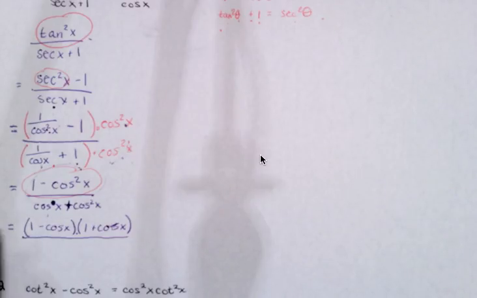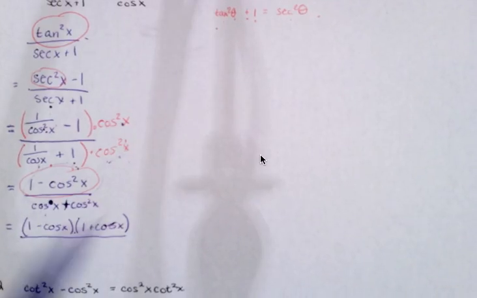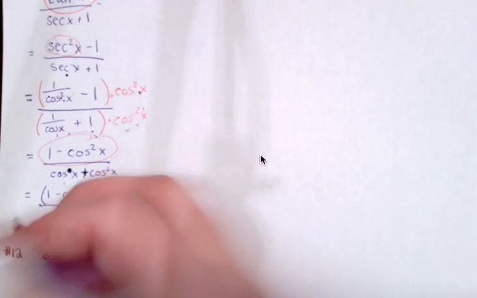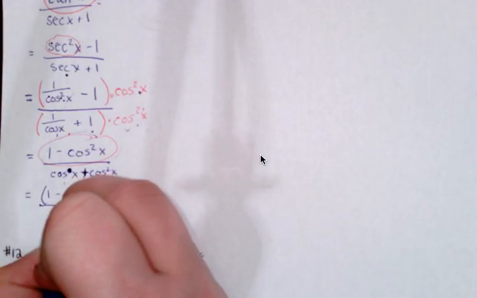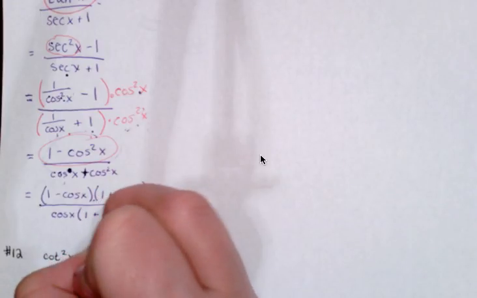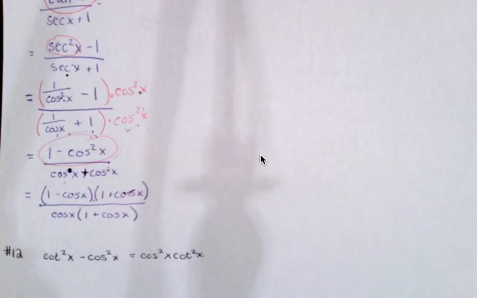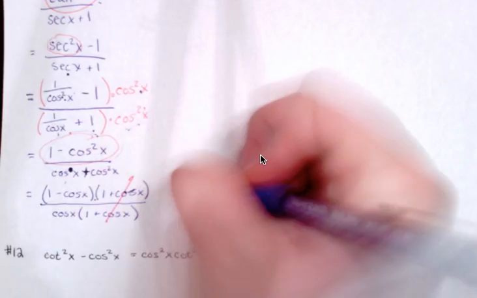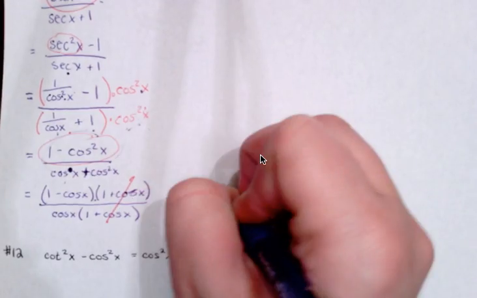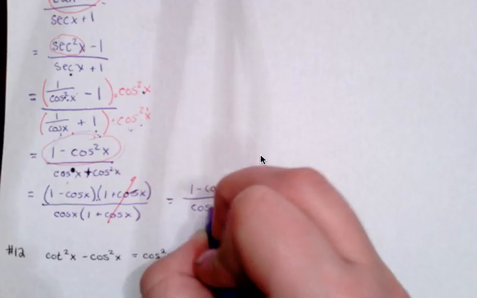I'm going to factor out a cosine from this, because I know I'm going to want a cosine just by itself from my original problem. So if I factor out a cosine on the bottom, I'd get cosine of x, 1 plus cosine of x. Then these factor out or divide out and cancel out, and then I end up getting 1 minus cosine of x over cosine of x, which is where I wanted to end.